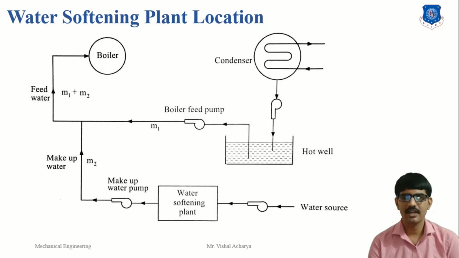But in a closed Rankine cycle, some water is lost in the boiler, condenser, turbine and feed pump. So we require extra water. This extra water is called makeup water. The makeup water source is a river or any other water source. The makeup water required must be cleaned, so we arrange a water treatment plant, and this is its location.